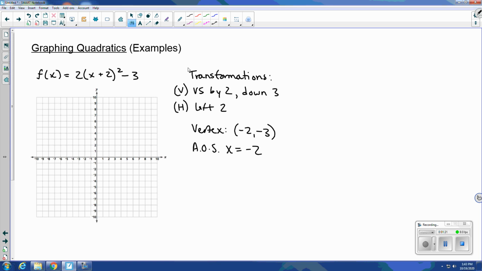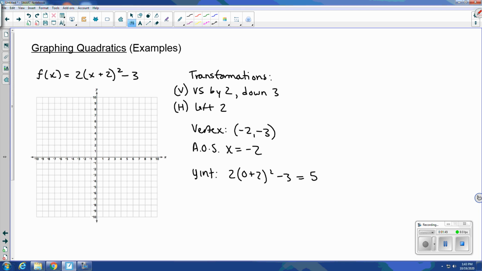When it comes to a y-intercept, we can plug in 0 for x, and when I do that, we're going to get the following evaluation, where it's going to be 0 plus 2 is 2, square it, it's 4, times 2 is 8, minus 3 is 5. So the y-intercept is at 5. So let's plot those points. We'll draw in our axis of symmetry as well.